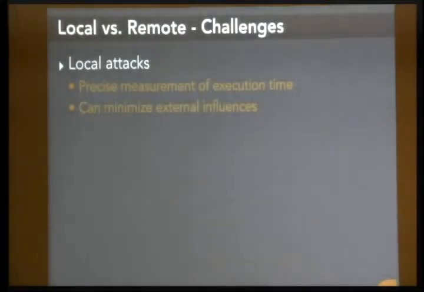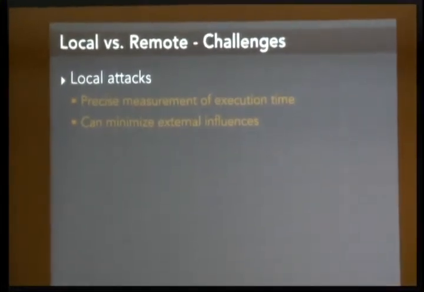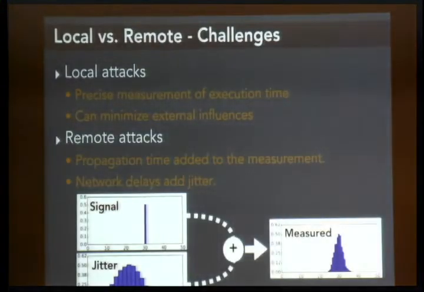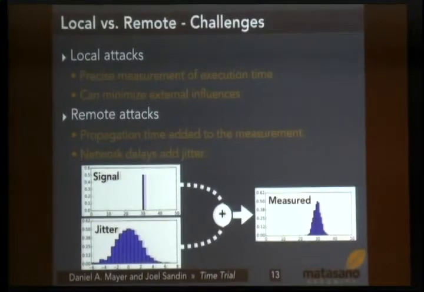Yeah, so let's talk about remote timing attacks and some of the challenges involved. When we're performing a local attack against a system, we can measure the execution time directly, and we don't have to account for a lot of external influences when we do the analysis. When we're mounting a remote timing attack, we're not able to measure the execution time directly. We have to deal with network jitter. What we're interested in is the execution time, which is the signal here. But what we're actually getting is that signal, and added to it is a random propagation time caused by the network. And that's what actually gives us our measurements.